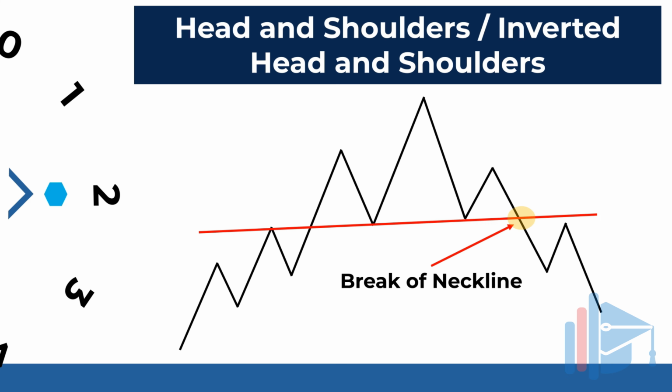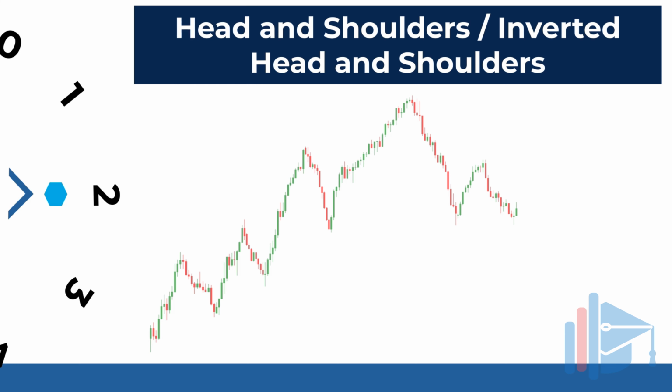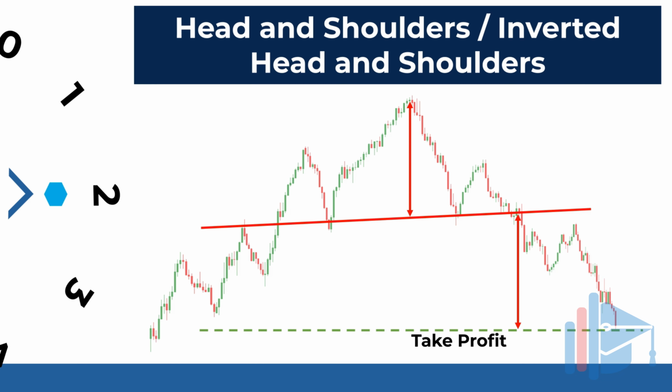A break below the neckline signals that the bullish trend is likely over and that the market may either correct itself or fully reverse. When trading the head and shoulders pattern, we draw a vertical line from the highest point of the head down to the neckline. This line is then projected downward from the breakout point to establish the target for the move. A stop-loss order can be placed just above the right shoulder to manage risk. Some traders prefer to wait for the price to pull back to just below the neckline after the breakout before entering a trade, as this pullback can offer a more favorable entry point.